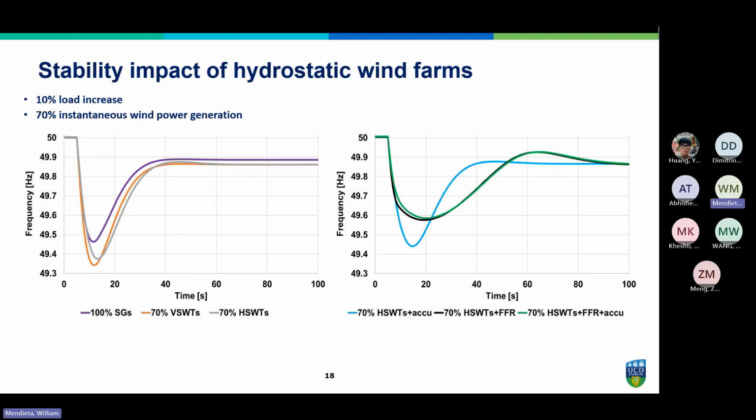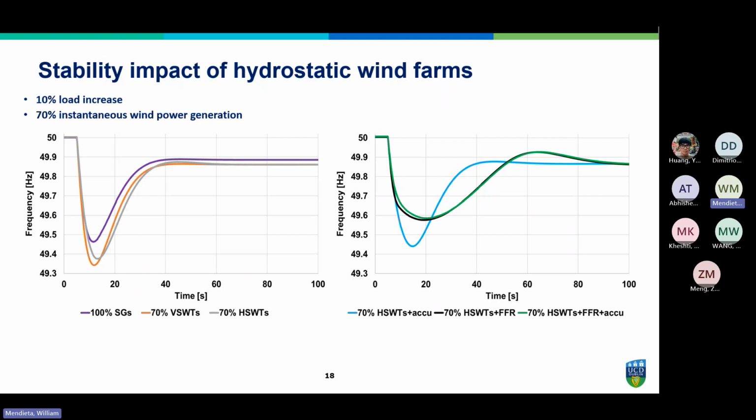Finally, the capacity of the hydrostatic wind farm is now increased to 200 megawatts by adding 7 additional strings to the existing wind farm, such that the combined wind farm output can reach 70% of the demand. Then we apply a sudden 10% load increase in order to assess the impact on the system frequency response.